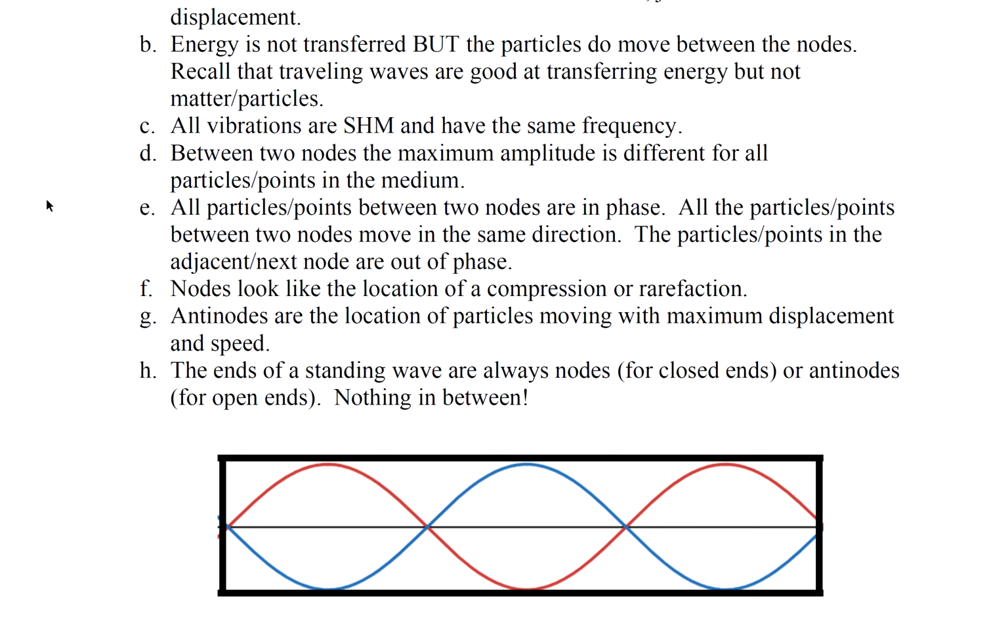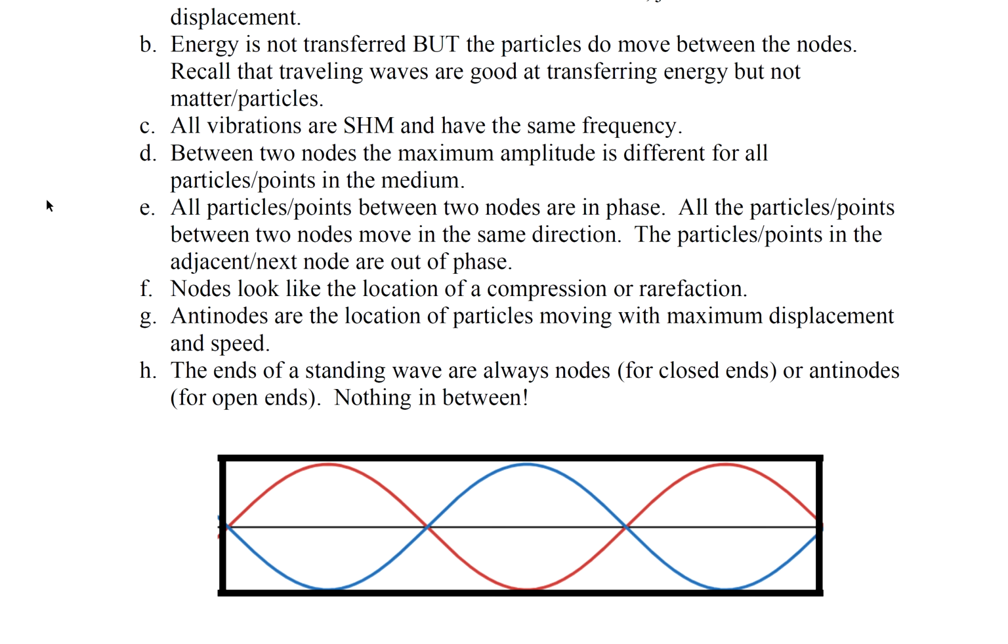All particles or points between the two nodes are in phase. All the particles or points between the two nodes move in the same direction. The particles or points in the adjacent node are out of phase. Nodes look like the location of a compression or rarefaction. Antinodes are the location of particles moving with maximum displacement and speed. And the ends of a standing wave are always nodes for closed ends or antinodes for open ends, nothing in between.